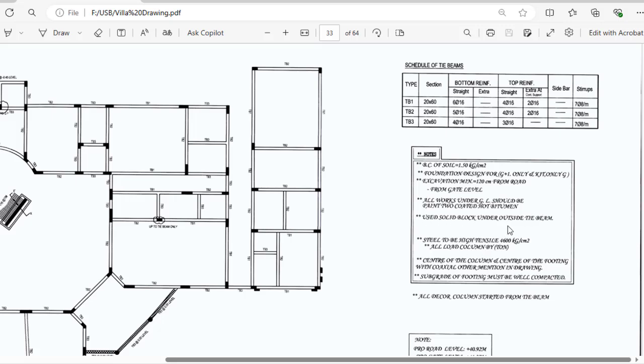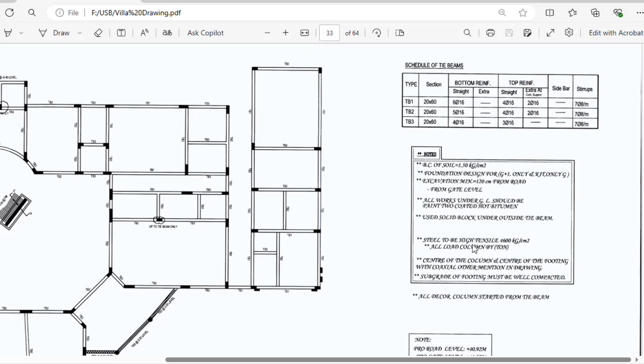Use solid blocks under the outside tie beams. Outside means this wall, out of your plot, these outer tie beams. You will use solid blocks under the tie beam. First you will make your block masonry, after that you will put the tie beam.